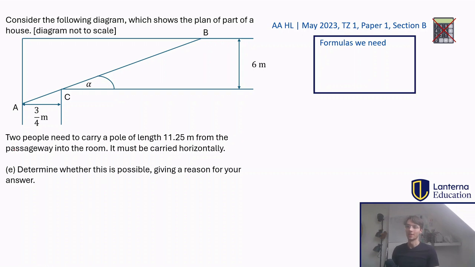And for this last exercise, we have some more text. 2 people need to carry a pole of length 11.25 from the passageway into the room. It must be carried horizontally. Determine whether this is possible, giving a reason for your answer. Okay, guys, so for it to be possible, this pole needs to fit through. I don't know why they're carrying it horizontally, by the way. They could just tilt it. But hey, this is a simple world. Otherwise, we'd have to do 3D stuff. That'd be even more complicated. So thankfully, they are carrying it horizontally.